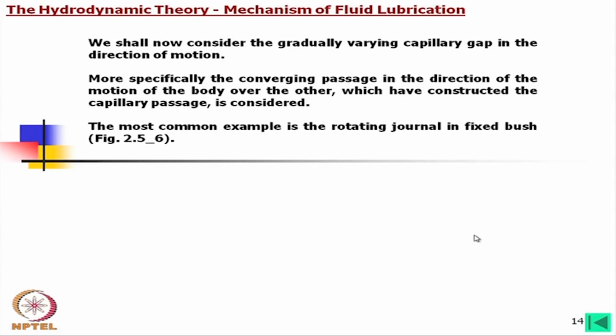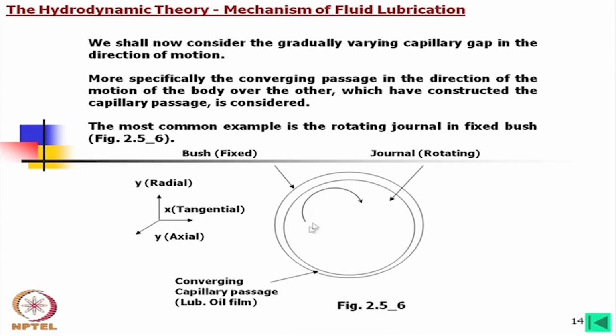The most common example is the rotating journal in fixed bush, which I have shown here. Say this outer one is the bush, the inner one is the journal, and the journal is rotating and the outer one is fixed. It may be otherwise also: inner one is fixed, outer one is moving. In some cases, for example planetary gears, both are moving, but we need only one to have relative rotation with respect to the other.